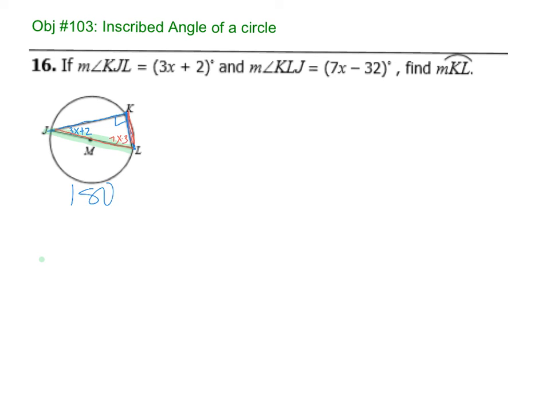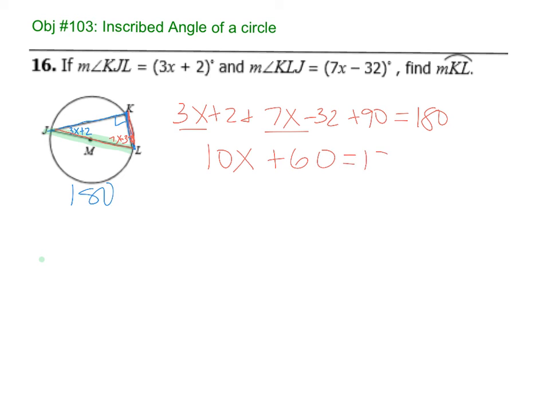So that was helpful because by noticing that, I automatically know what to do now. The angles in a triangle add up to 180. So 3x plus 2 plus 7x minus 32 plus 90 equals 180. Combine like terms. I get 10x, I get negative 30 plus 60 equals 180. Subtract 60 on both sides, and I get 120. So x is 12.